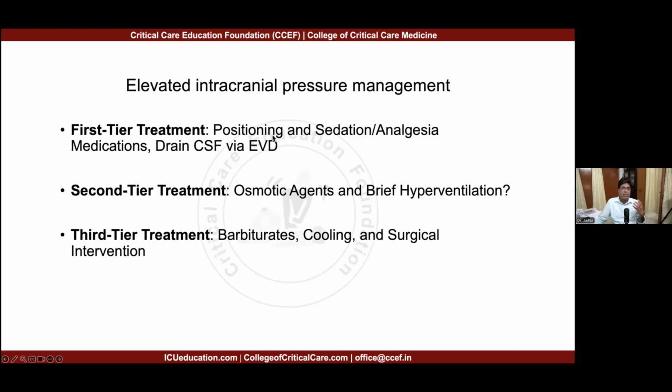First tier management means position the patient correctly. Don't keep the patient flat supine. Keep the head elevated a little. The head of the patient should be elevated properly, around 30 degrees, and make sure that it is not turned to one side. The neck should be straight so that both jugular veins drain the blood.